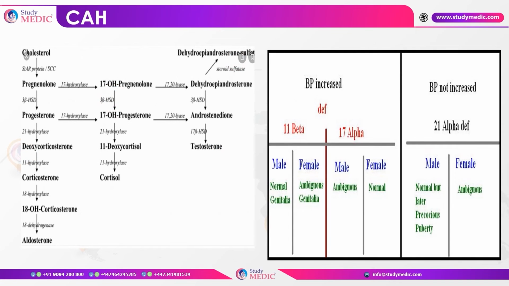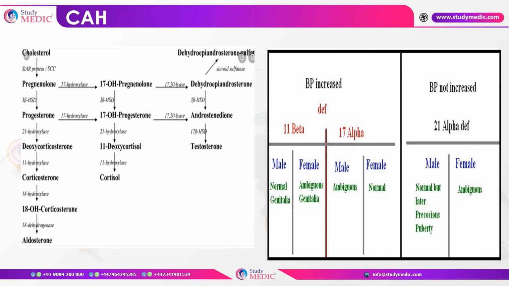Let us see what is the pathophysiology. Remember, this is your adrenal cortex. The main source of mineralocorticoids, glucocorticoids and androgens. You need not remember all the steps. Just remember that cholesterol gets converted to aldosterone, which is the main mineralocorticoid, cortisol, which is the main glucocorticoid, and testosterone and DHEAS.